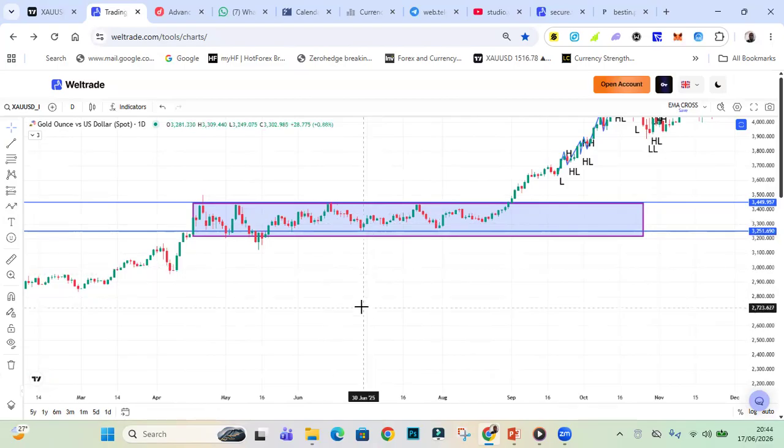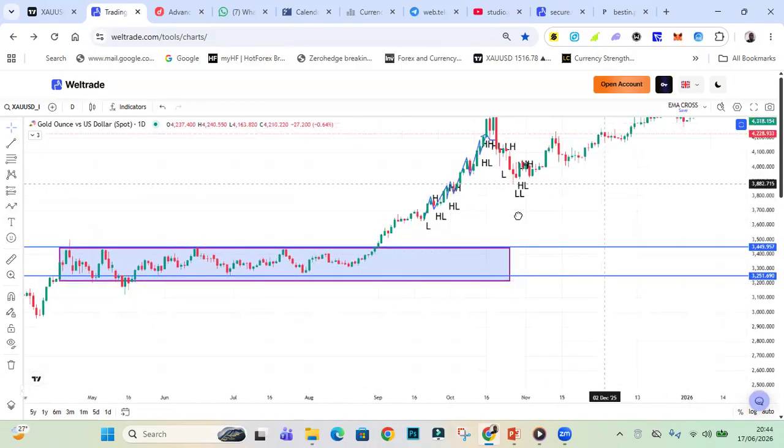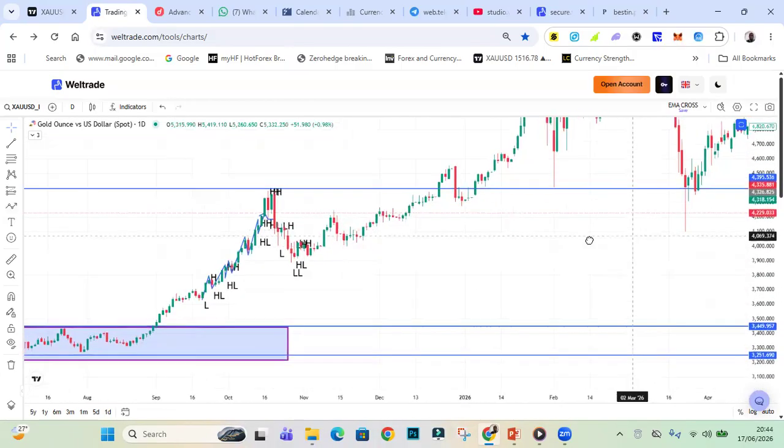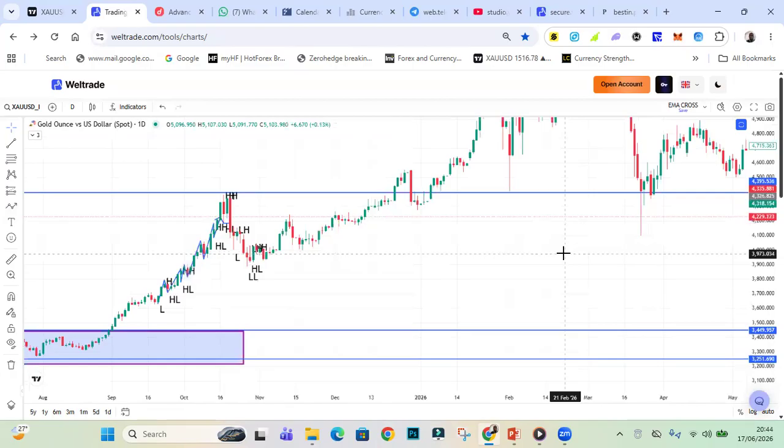So we have uptrend, downtrend, and a range. Okay, so I think I've been able to show you what brought us into the chart. So we're going back to the presentation right now.